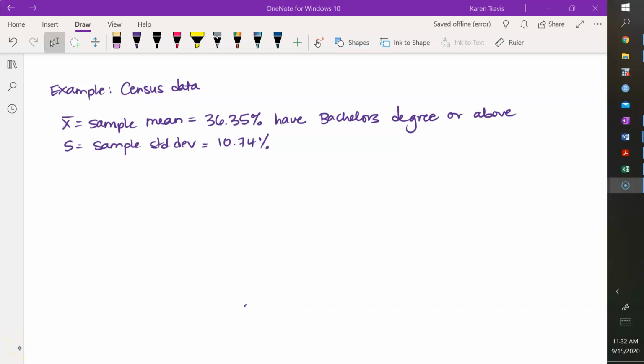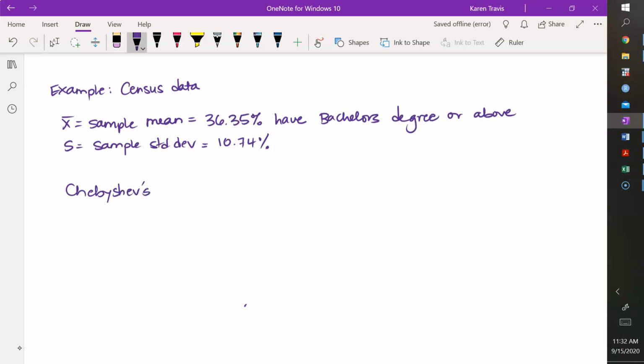This is a video about Chebyshev's theorem and the empirical rule. So I'm using the data that we've already seen about the percent of people in the various counties that have a bachelor's degree or above, where we saw the sample mean was 36.35% and the sample standard deviation was 10.74%. So now let's take a look at what Chebyshev's rule is about.